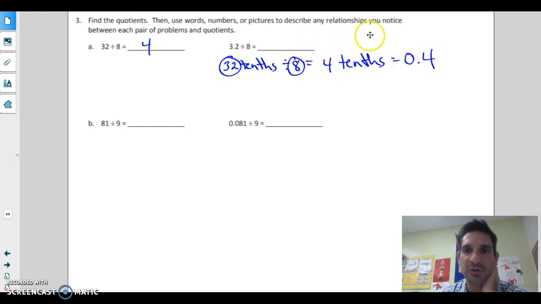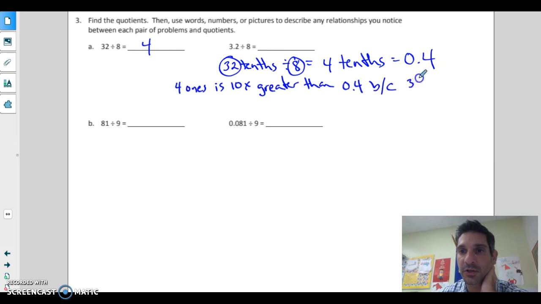And it says describe any relationship between them. Notice that you might say 4 ones is 10 times greater than 4 tenths, because 32 is 10 times greater than 3 and 2 tenths.